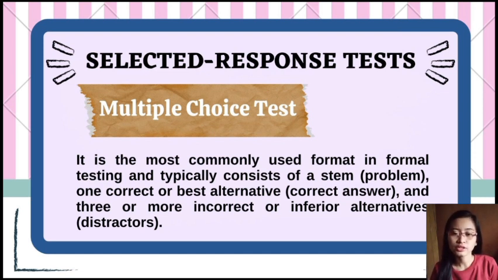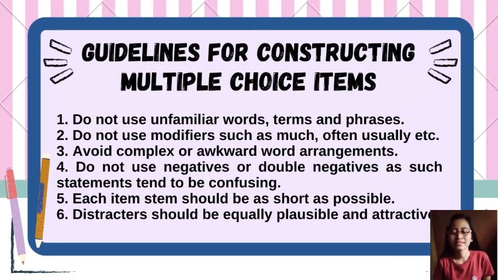The multiple choice test is one form of objective assessment. This format is the most frequently used in educational testing. It consists of a stem, the problem or the question, one correct answer, and three or more incorrect answers or distractors. Guidelines for constructing multiple choice tests.